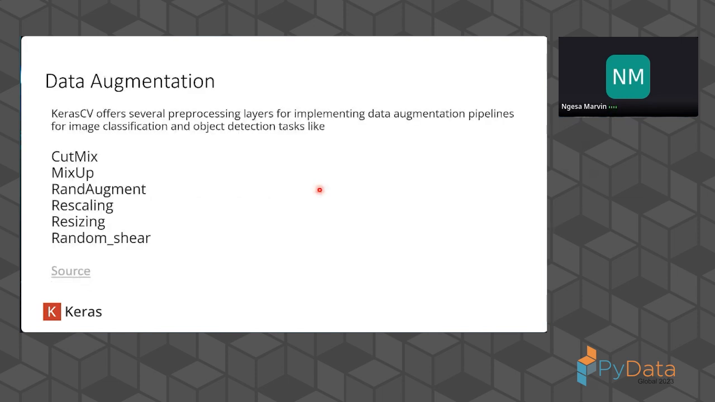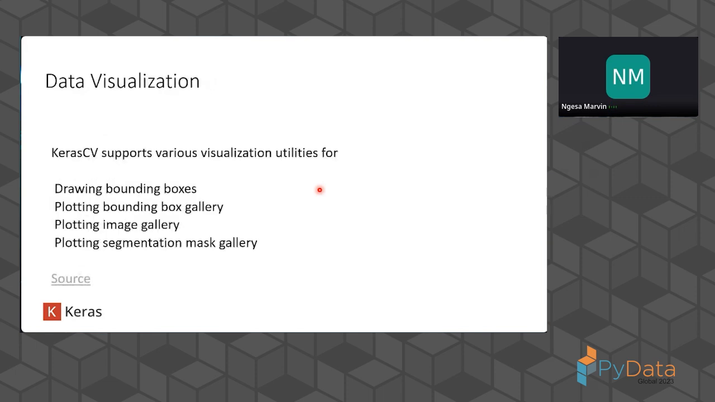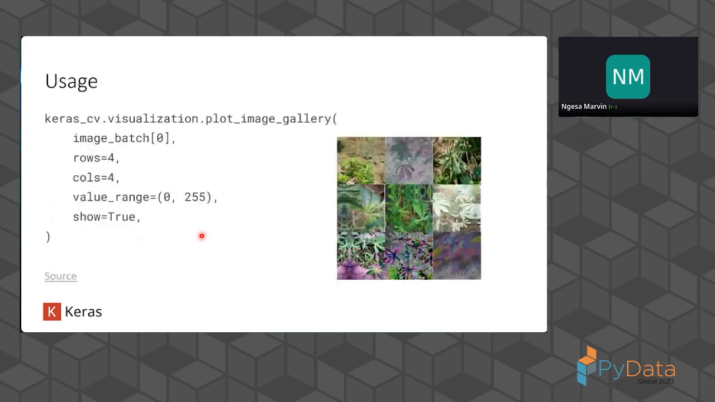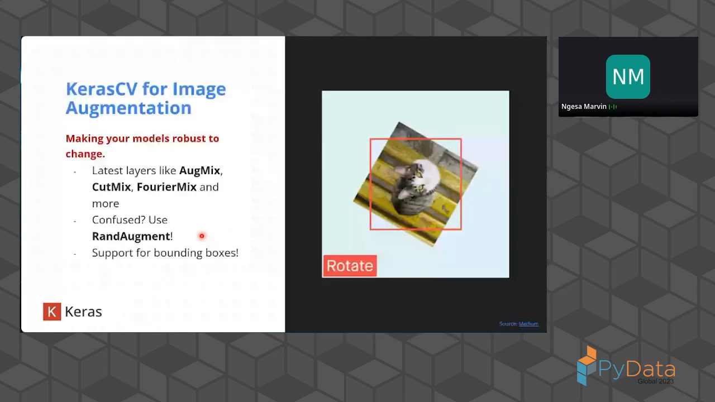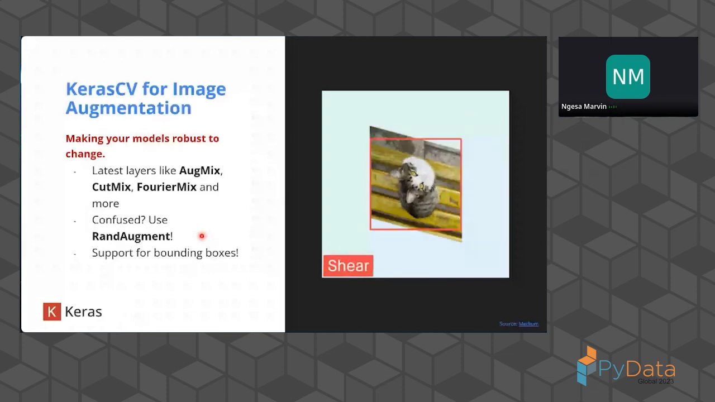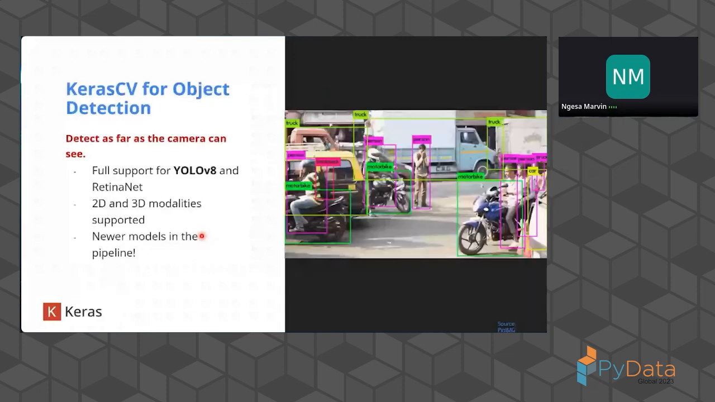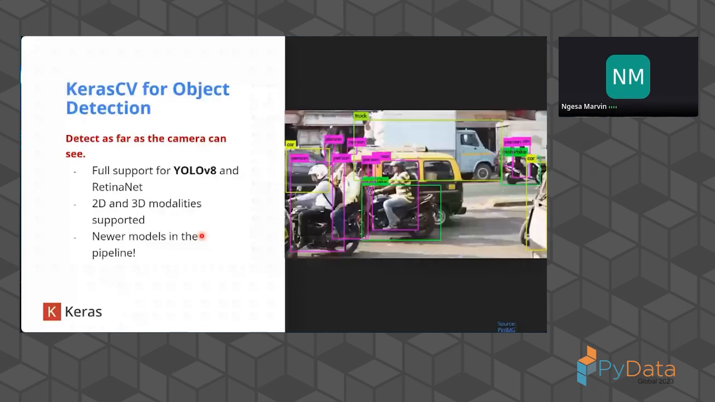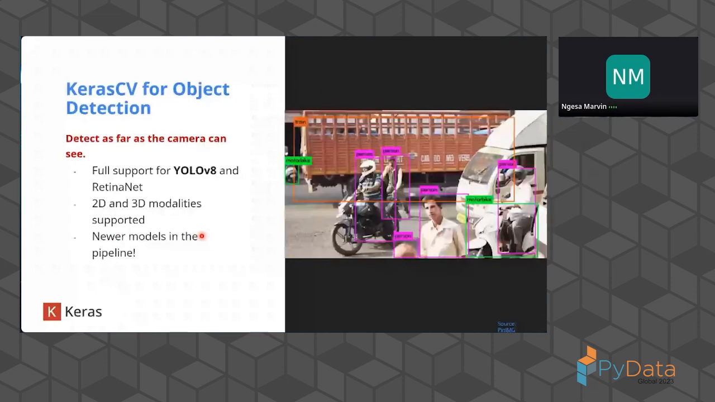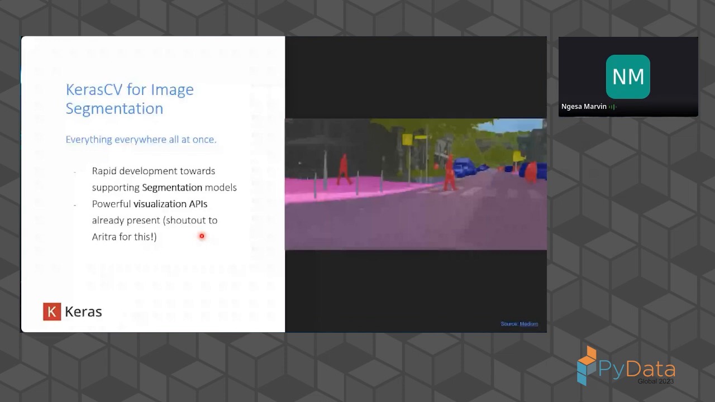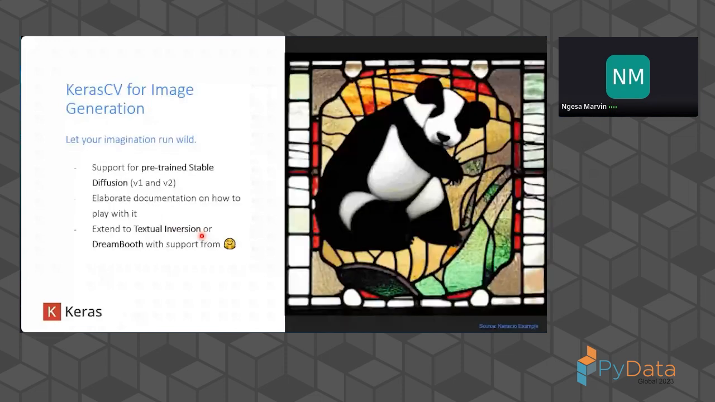Use of data augmentation could easily help you reduce overfitting if you are training a model. Things like CutMix, RandAugment, rescaling, resizing, random shear. And data visualization also provides you with a range of things, like all these here. You can see how it looks. Use of object detection: you can see here it has full support for YOLOv8, etc. Segmentation is there as well.